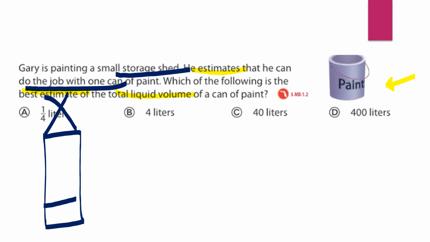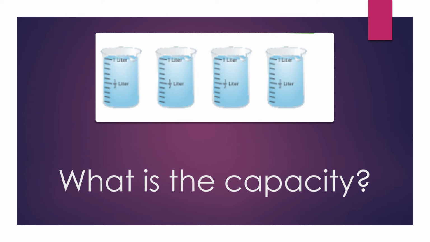So then I look over here at D, 400 liters. And again, I go back to this picture here and I think, okay, would I need 400 of these? I think, oh my goodness, no, that is way too much. So then I'm down between 2. So I've gone from a 4 and I've eliminated 2, which is typically what we would do in class all the time. So now I have 4 liters or 40 liters. And so here the best guess would be my 4 liters because 40 still seems like a lot.